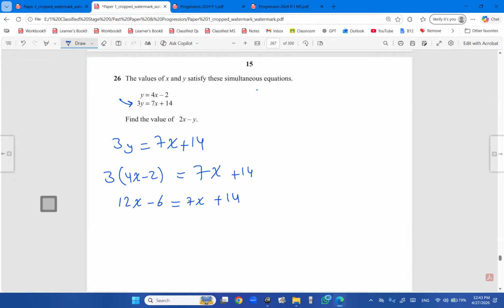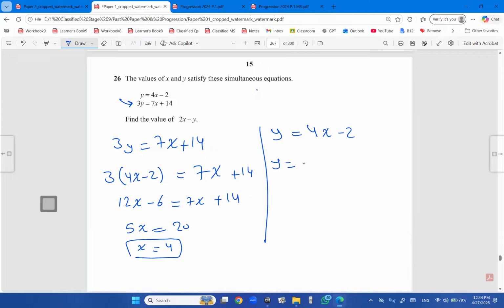Collect the like terms. Get the 7x to the other side. Gives you 5x, because it's going to be 12x minus 7x equals 14 plus 6. The negative 6 is going to come to the 14, positive 6. So 5x equals 20. Now I found that x equals 4. Since y equals 4x minus 2 and x is 4, so y equals 4 times 4, which is 16 minus 2. So y equals 14.